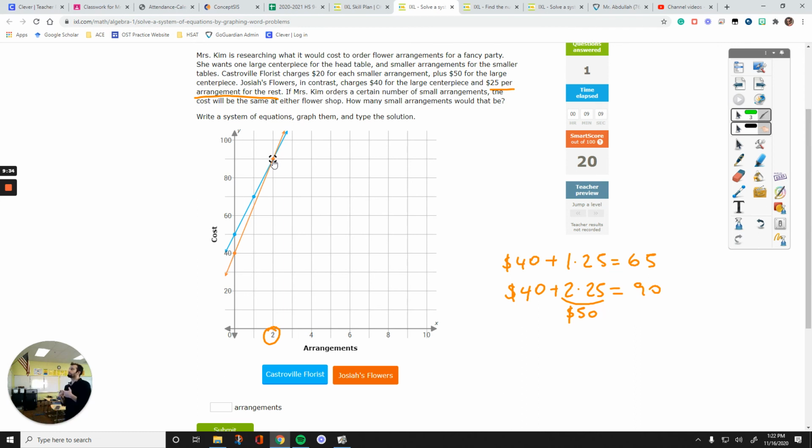Now, write a system. If Mrs. Kim orders a certain number of small arrangements, the cost will be the same. So the cost is going to be the same if they order, the lines meet at here. If they order two arrangements, the cost is going to be the same for both companies, which is going to be $90. So this would be 2 arrangements up here, and then that would be our graph.